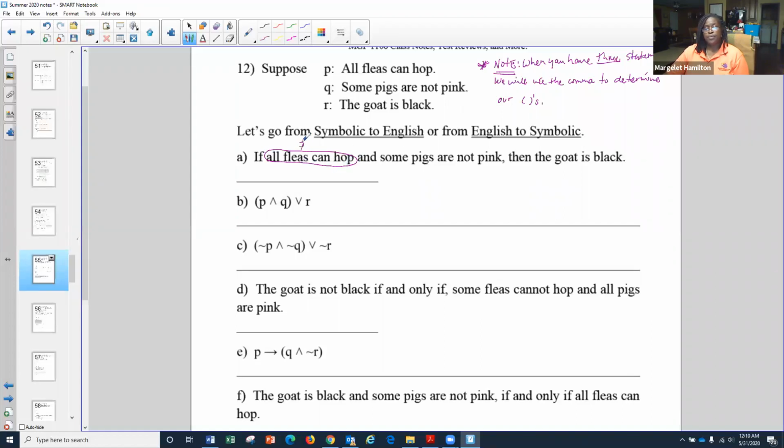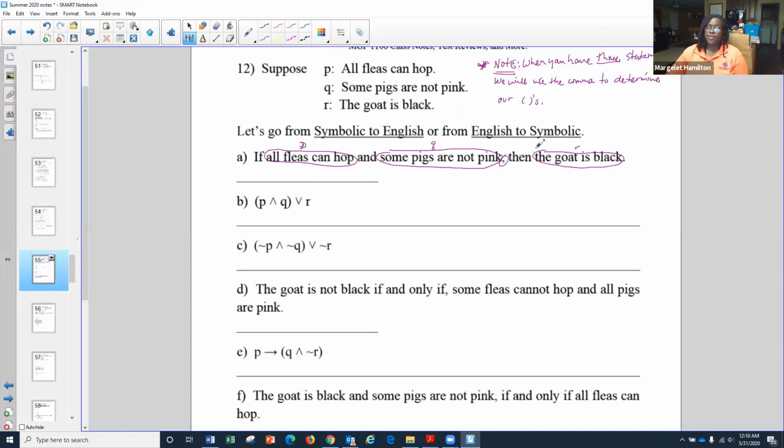P. Some pigs are not pink. This is Q. Here's our comma. Then the goat is black. This is R.